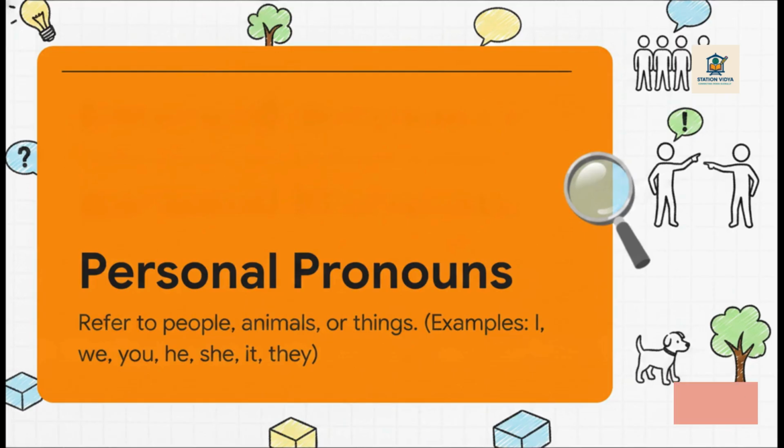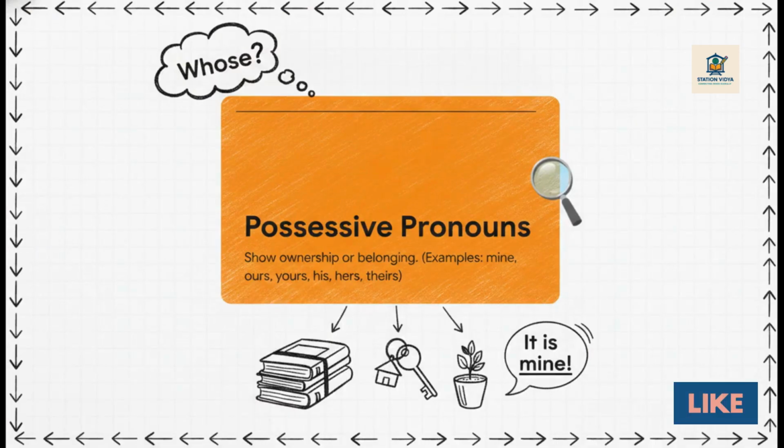Here's a quick tip. They tell us exactly who is speaking, who is being spoken to, or what we are actually talking about. Like if you say, I am a teacher, or they are playing football. Next up, we have possessive pronouns. And just like the name sounds, these show ownership or belonging. Words like mine, ours, yours, his, hers, and theirs.